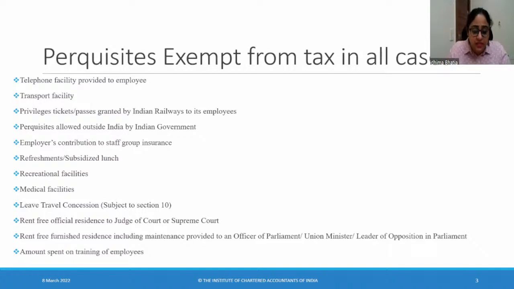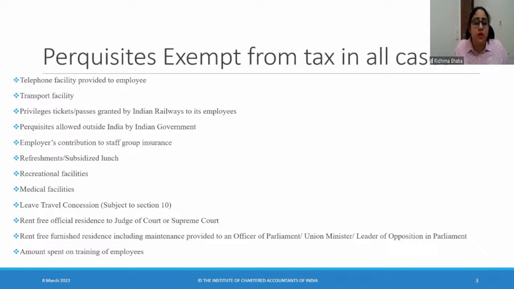Transport facility. Transport facility provided to transport employees to come from home to office and office to home, exempt. Privileged tickets, passes granted by Indian Railways to employees. If you're an employee of Indian Railways, you get privileged tickets or privileged passes to travel, and all that benefit would be exempt. Perquisites allowed outside India by Indian government would also be exempt to the citizens of India, just like the diplomats who are working there.